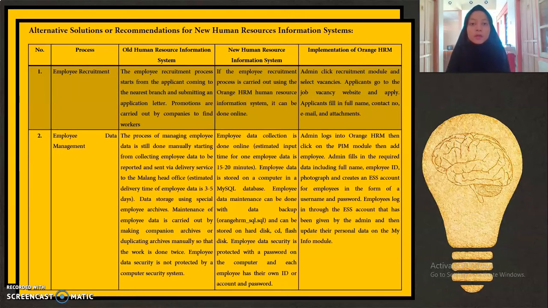An implementation of Orange HRM: the admin logs into Orange HRM, then clicks on the PIM module, then Add Employee. The admin fills in the required data including full name, employee ID, photograph, and creates an ESS account for employees in the form of a username and password. Employees log in to the ESS account that has been given by the admin and then update their personal data on the My Info module.